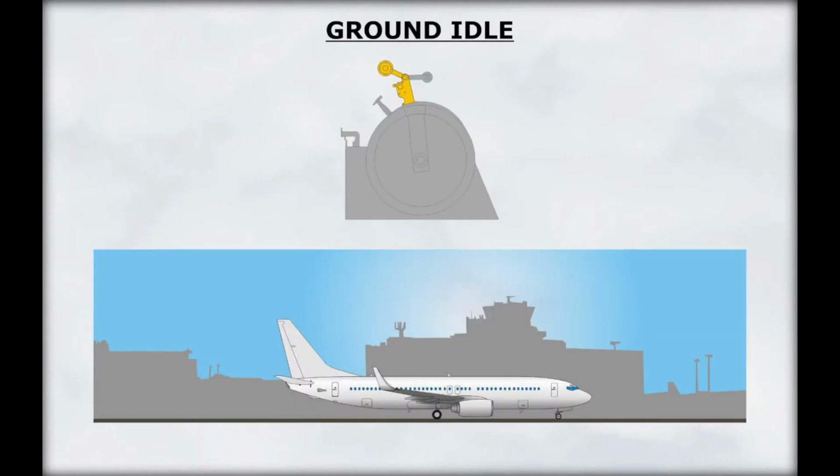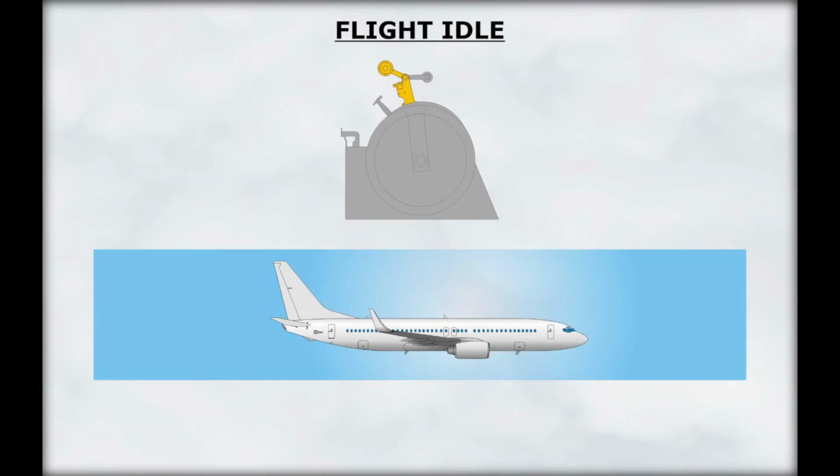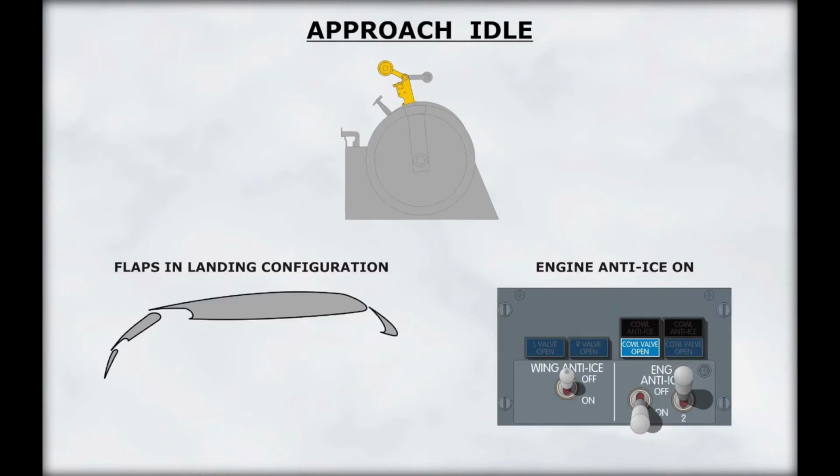Ground idle is the minimum idle speed required for ground operations. Ground minimum idle helps reduce jet blast and the amount of brakes required for taxi and the landing rollout. Flight idle is the minimum idle speed for most phases of flight. The EEC will provide approach idle when the flaps are in the landing configuration or if engine anti-ice is selected on for either engine. Approach idle provides higher N1 and N2 RPMs than for flight idle.